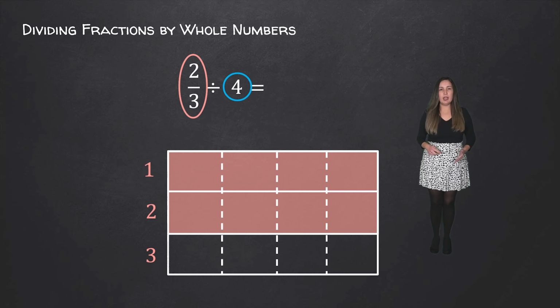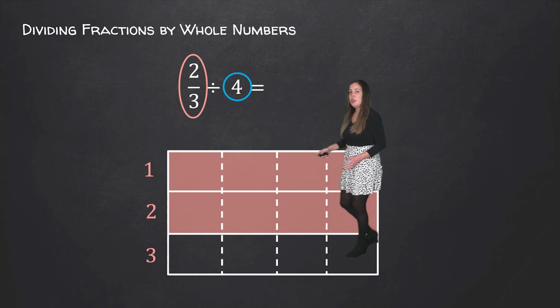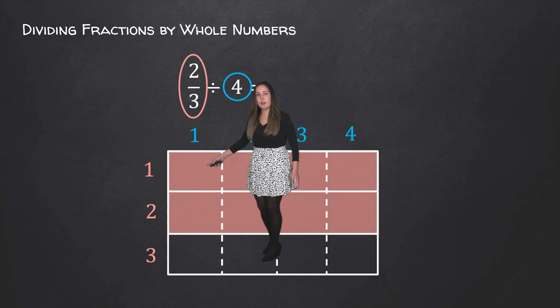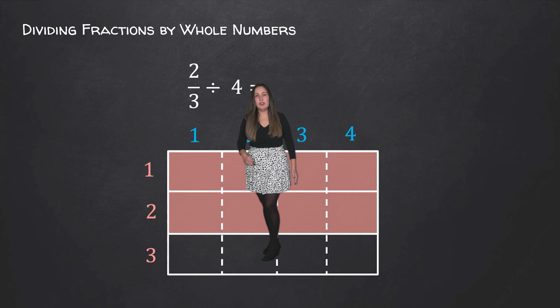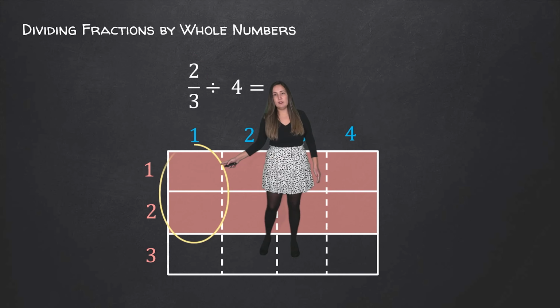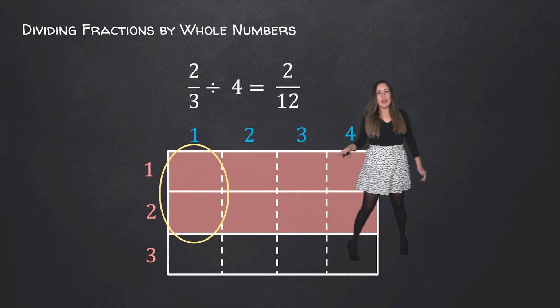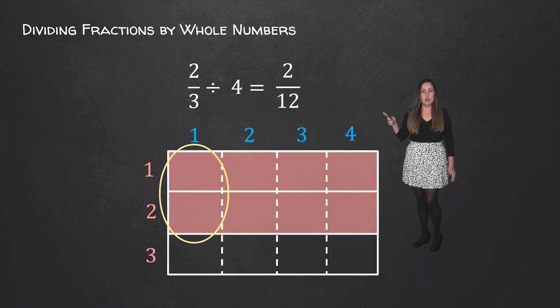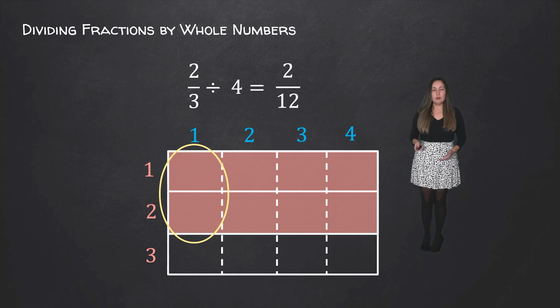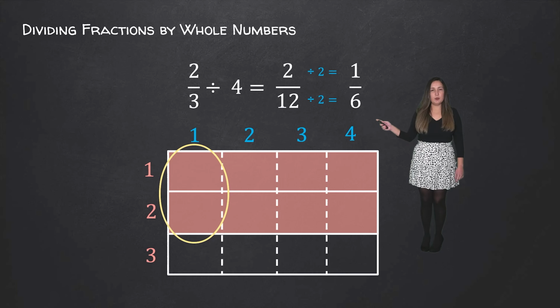Now, to figure out what 2/3 divided by 4 is, we're going to look at our first column. And here, in our first column, we have 2 shaded parts, so that's our numerator. And now we have 12 parts in total, so it's 2 out of 12. Now, 2 over 12 can be simplified if we divide the numerator and the denominator by 2. 2 divided by 2 is 1. 12 divided by 2 is 6. Our answer is 1 out of 6.